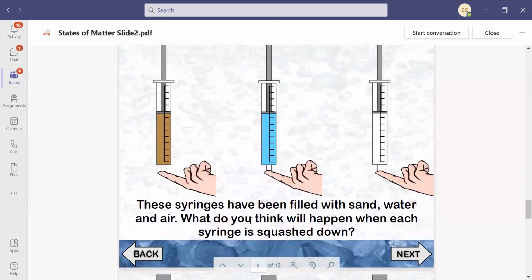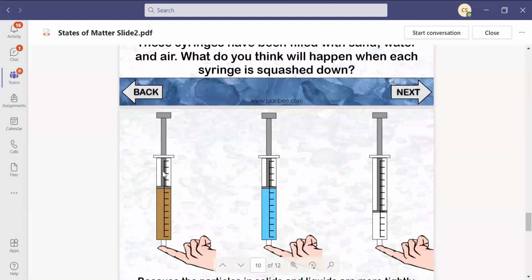These syringes have been filled with sand, water, and air. What do you think will happen when each one is squashed down? Do you think anything will happen to the sand, to the liquid, or to the air? Well, the sand stayed the same. The liquid, interestingly, stayed the same, although I would have thought it would have squeezed up here, but perhaps it couldn't. But the air, look what's happened. It's gone down.